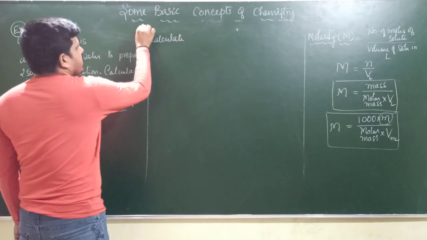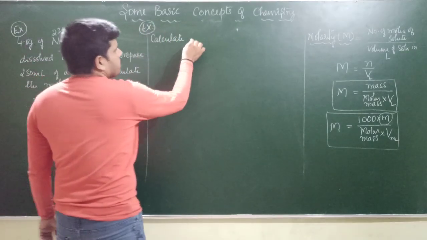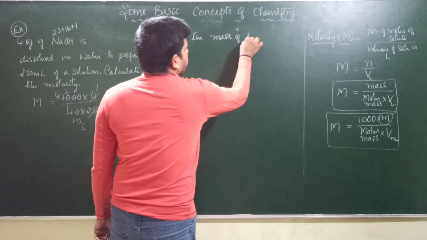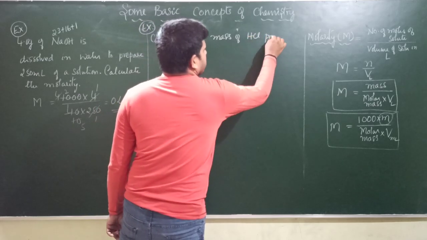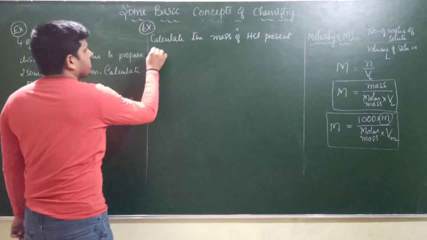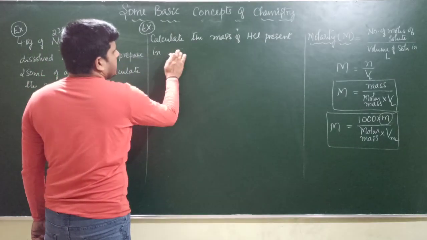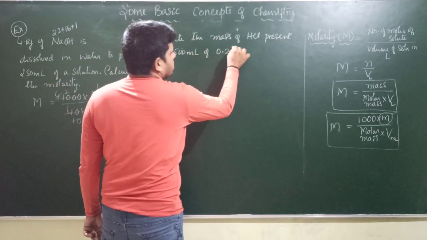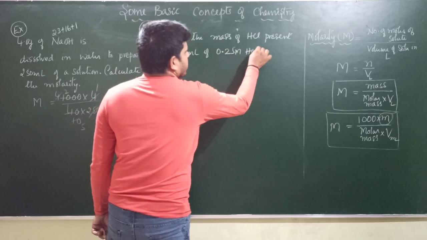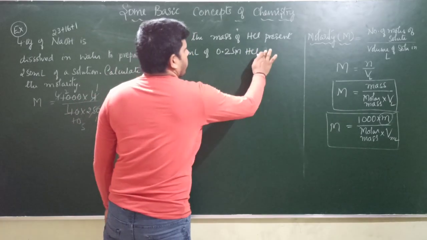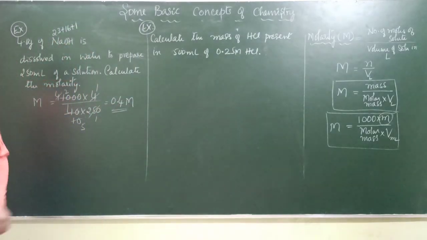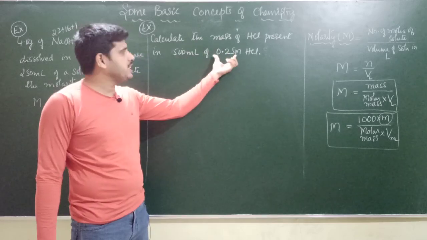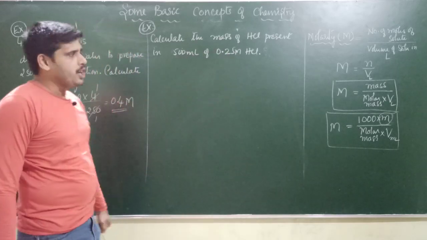So example 2, it is one more example I am talking about. Calculate the mass of HCl present in 500 ml of 0.25 molar HCl. We are supposed to calculate how many grams of HCl we have dissolved in 500 ml of this molarity solution, that is 0.25. Shall we go for it?